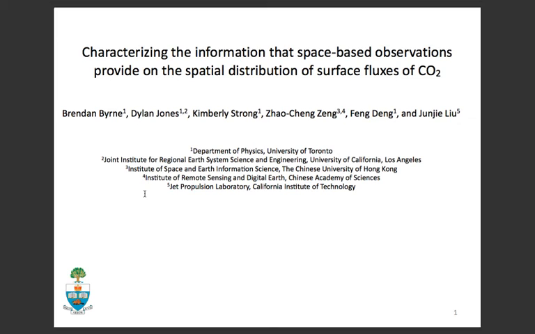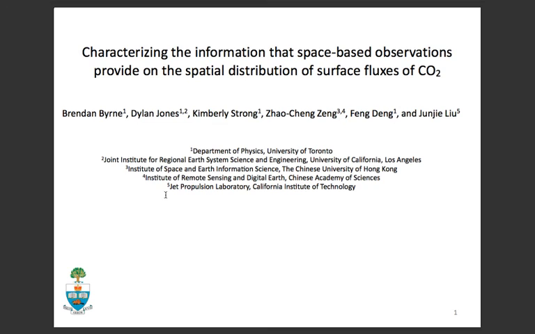Okay, there's been a slight change in the title. I'm actually going to talk about some work that was done by Brendan Byrne, who's a graduate student in my group, who couldn't be here with us today. And Brendan was interested in understanding what the observations of atmospheric CO2 can tell us about the distribution of surface fluxes, following on the themes of Andrew Shu's talk.